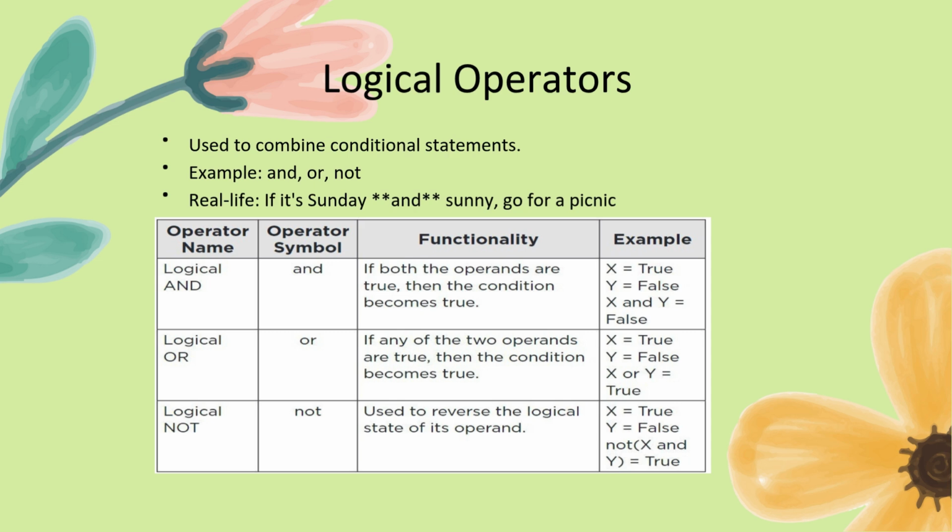Let me give you a real life analogy that ties all 3 together. Imagine a school rule. You can enter the library only if you are wearing a uniform and have your ID card. That's AND. You can participate in a game if you are in class 10 or 12. That's OR. You cannot go to the school trip if you haven't submitted the form. That's NOT. These are logical decisions and Python handles them exactly the same way using logical operators.